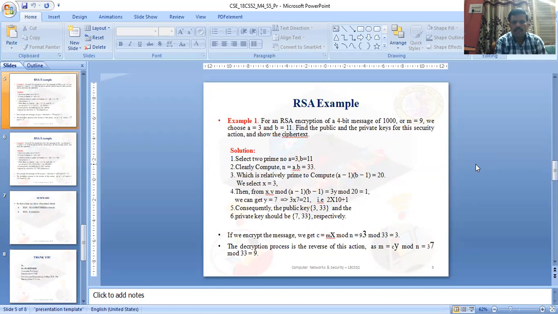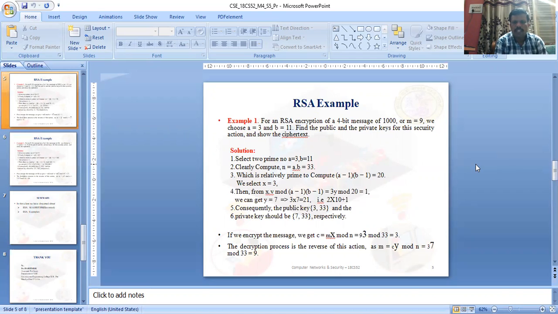Here we select two prime numbers, A equal to 3 and B equal to 11, both given. Compute n equal to A times B, which is 33. Then compute phi of n equal to (A minus 1) times (B minus 1). A minus 1 is 2, and B minus 1 is 10, so 10 into 2 is 20.